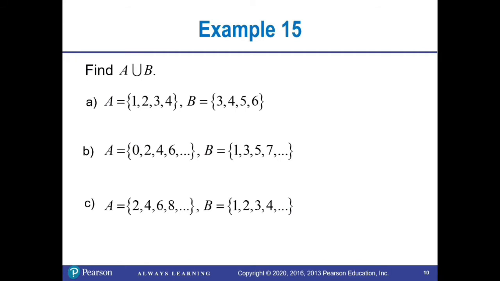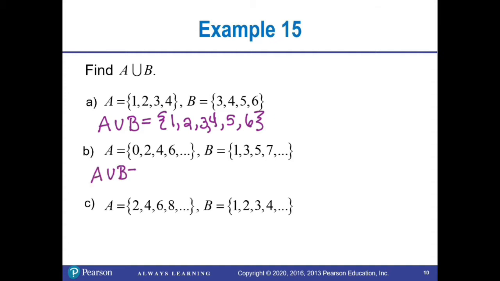Our next problem asks us to find A union B. So I'm looking for anything in A or in B, or maybe it's in both. So for A union B here, I begin writing the elements of A: 1, 2, 3, and 4. Then I'll continue with the elements in B. I've already listed 3 and 4, so I don't want to list them again. Then I have 5 and 6.